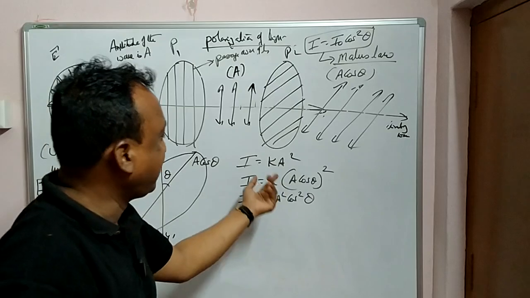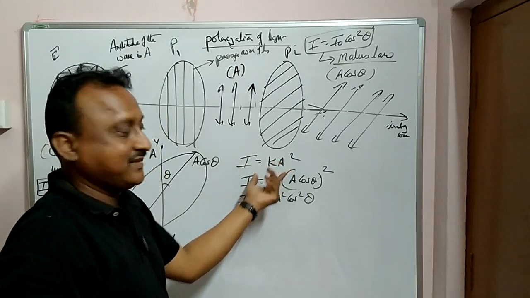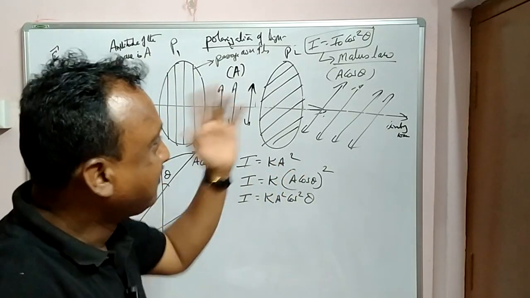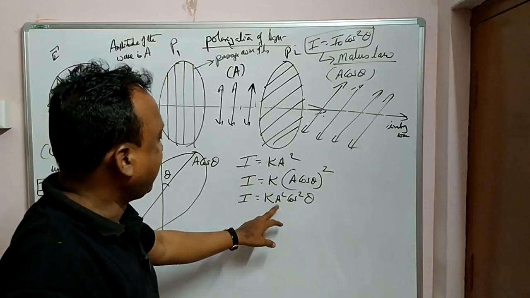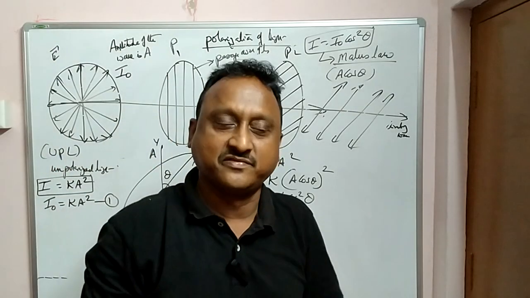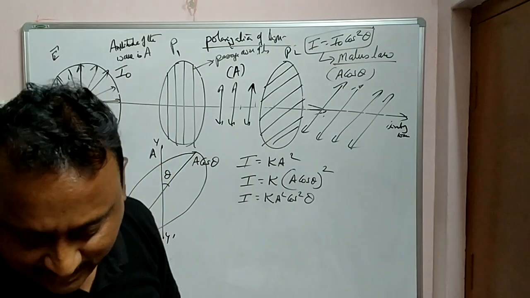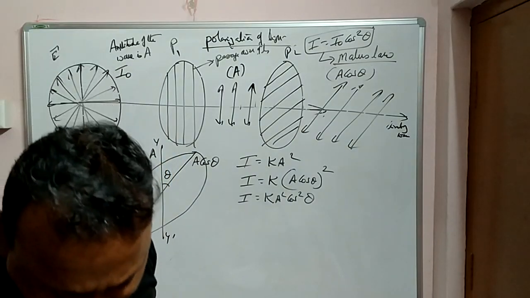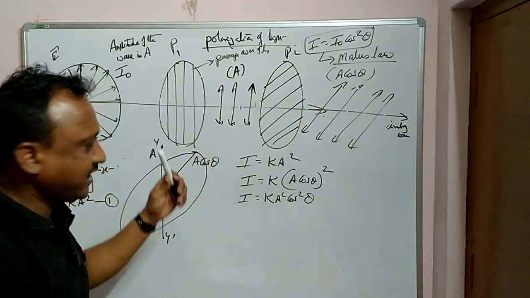And the intensity is reduced to I is equal to K into A square, that is K into A cos theta whole square. That finally you will get as K A square cos square theta, that is nothing but I is equal to I naught cos square theta. That is called Malus law. Very, very important from the examination point of view. Okay, now let us go to the next one.